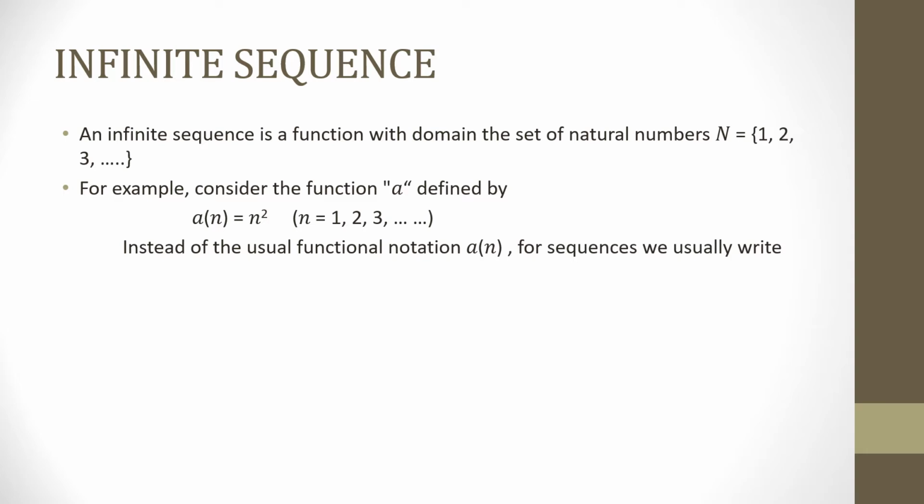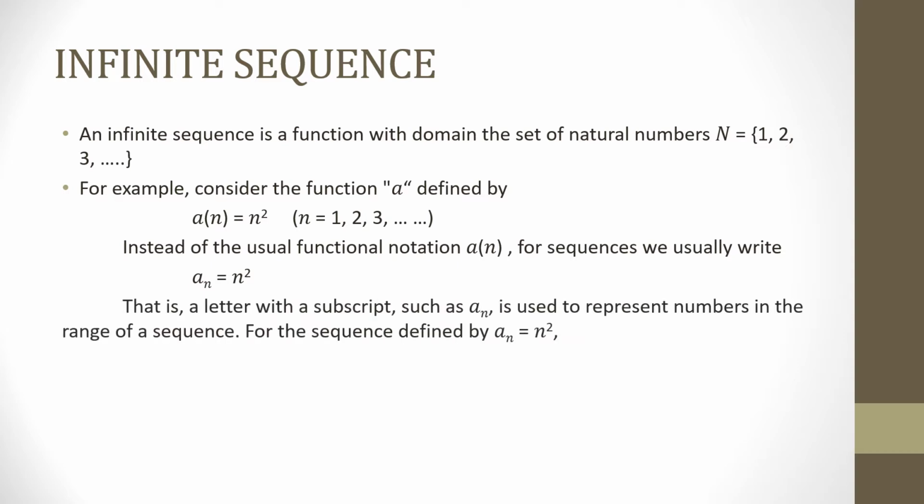Okay? So, instead of the usual function notation, for sequences, we usually write a sub n is equal to n squared. So, a function of n talaga. Dito naman, functional notation to ang tawag dito, a function of n is equal to n squared. So, dito naman, a sub n is equal to n squared. Then, a letter with subscript such as a sub n is used to represent numbers in the range of a sequence.